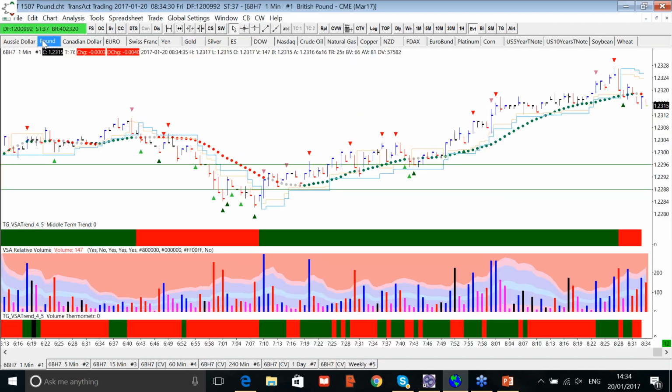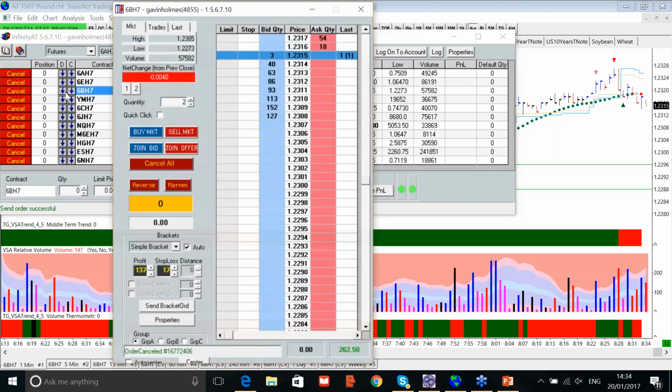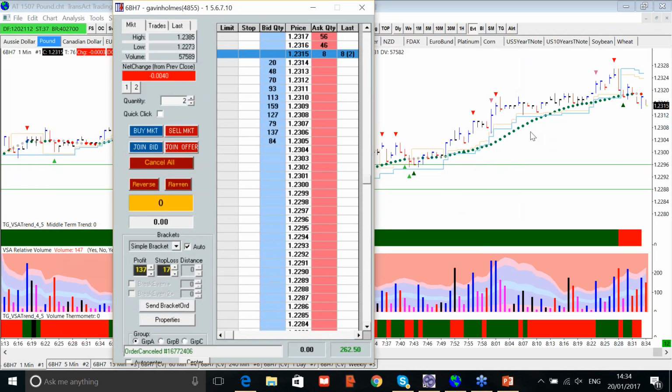And my trade that I had earlier was on the British pound, by the way. I'll just show you that. I've already closed the position. So this was the British pound trade. I'll talk you through it earlier.